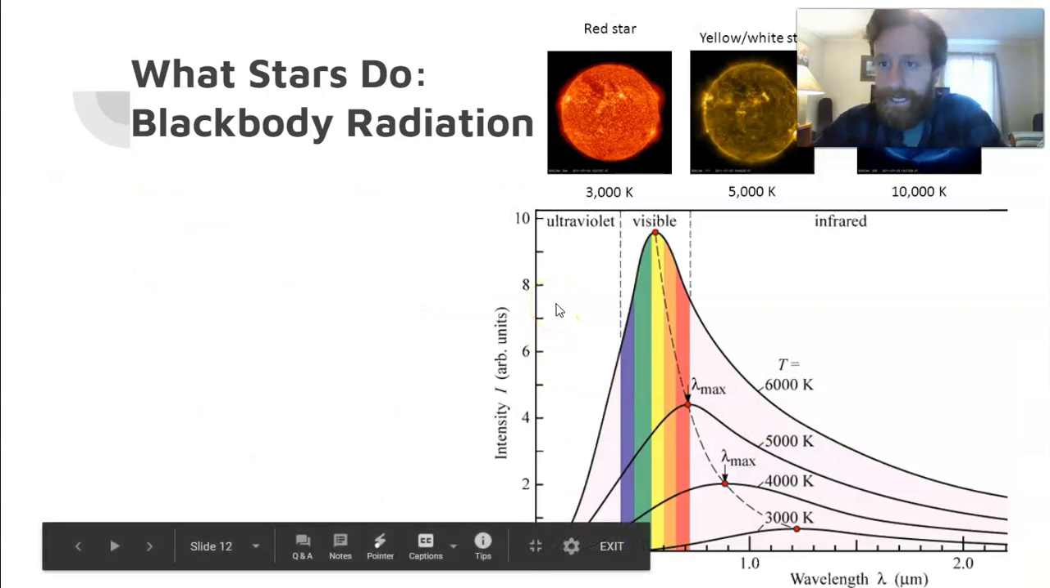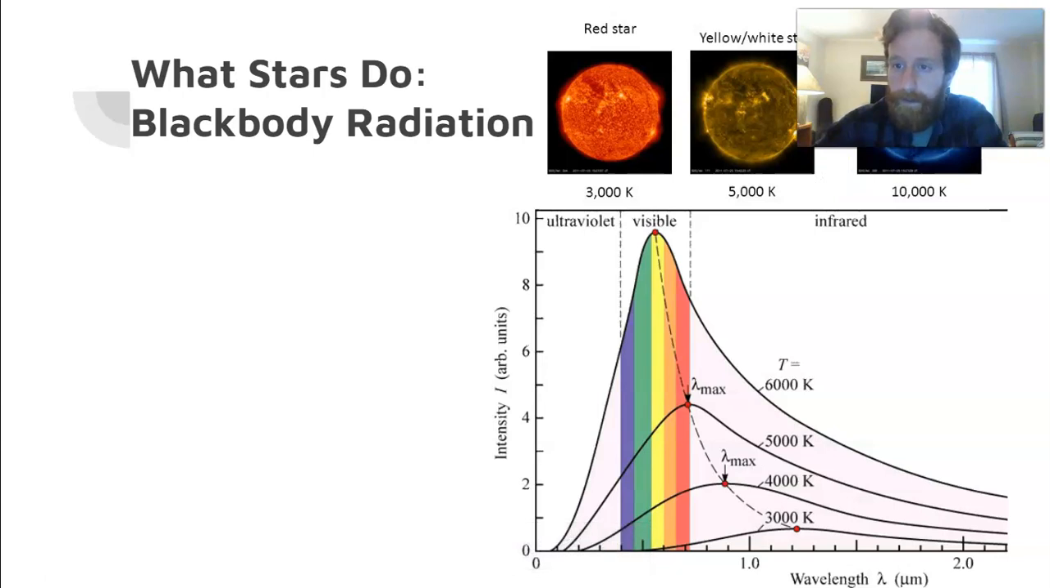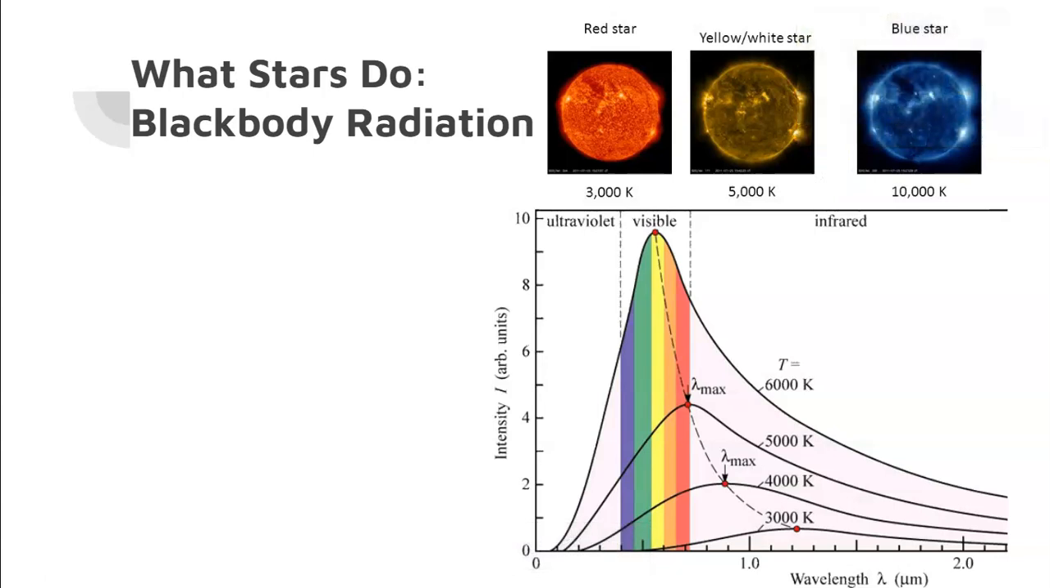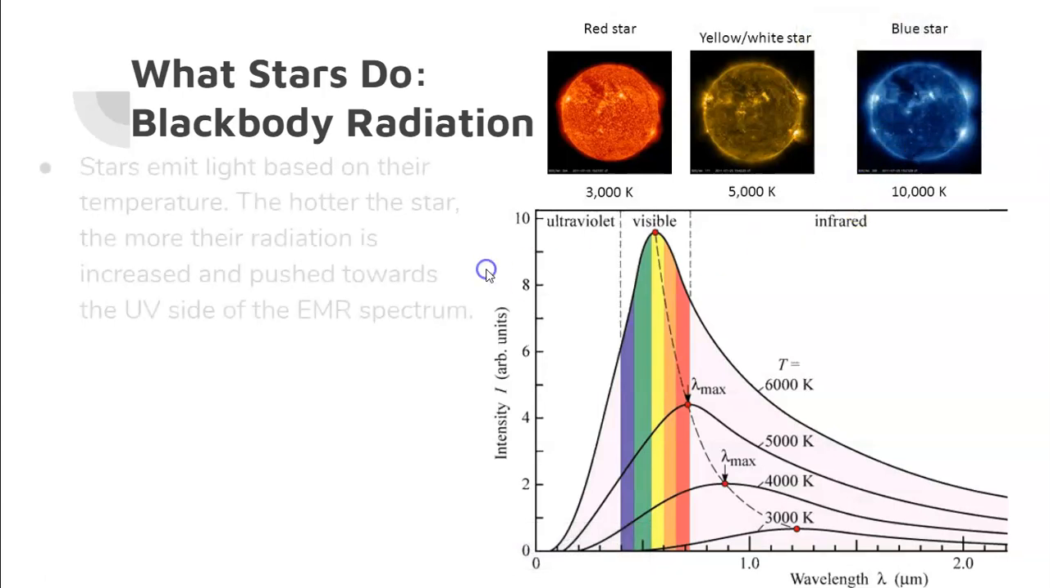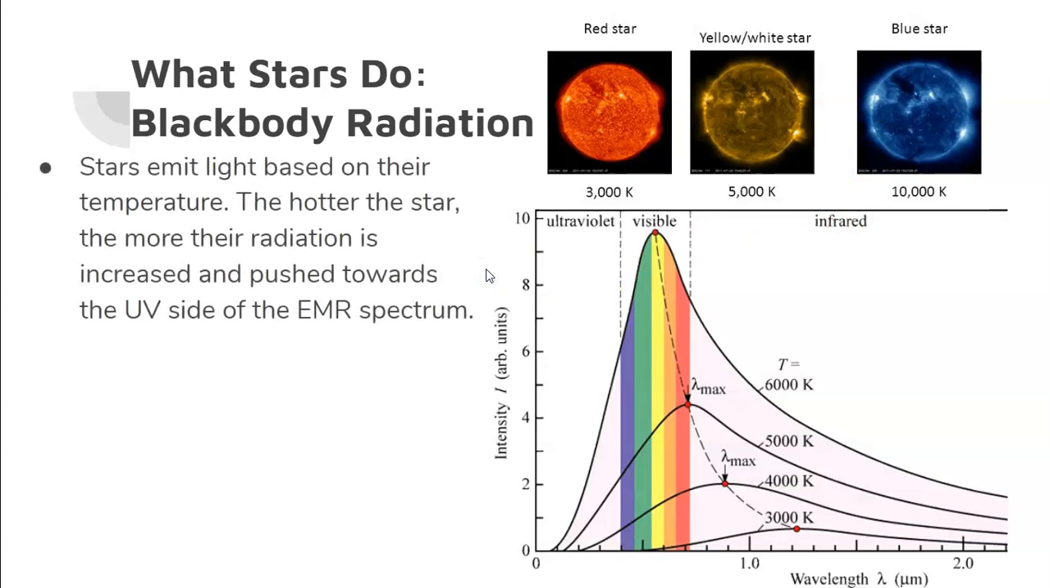And so now let's take that concept to stars. I'm going to turn the webcam off for a second. Stars emit light based on their temperature. The hotter the star, the more their radiation is increased and pushed towards the UV side of the electromagnetic spectrum.